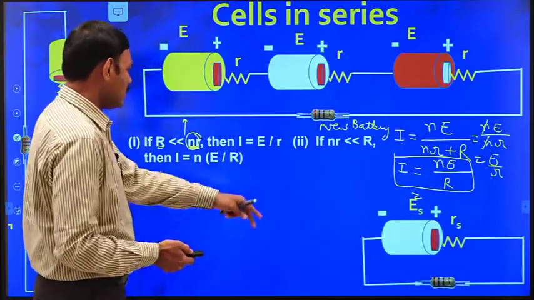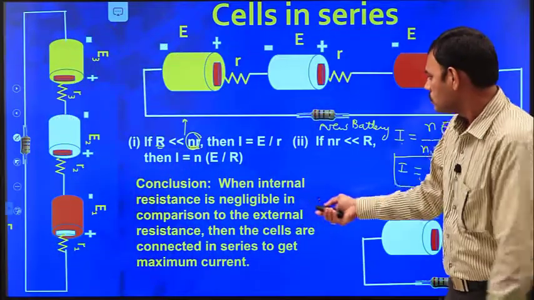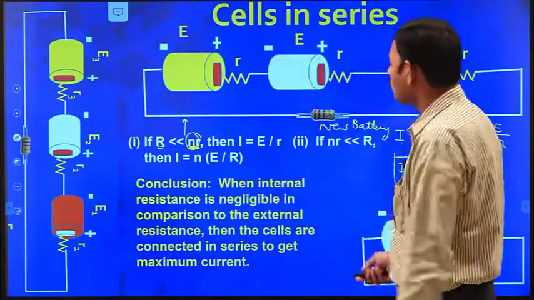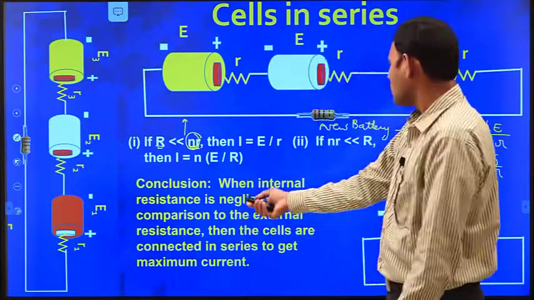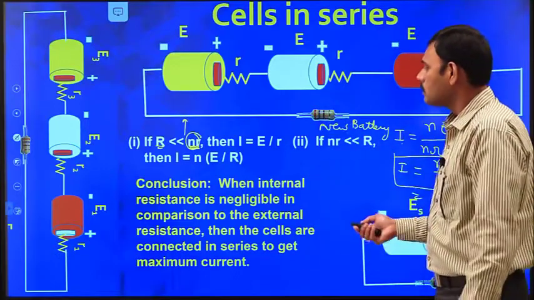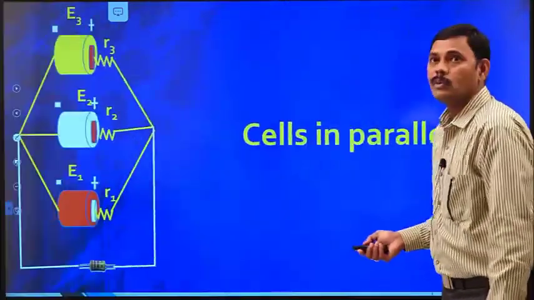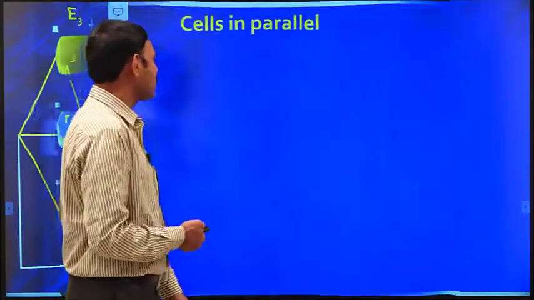So, students, this is the conclusion of what I explained so far. When internal resistance is negligible for a new, fresh battery in comparison to external resistance, then cells are connected in series to get maximum current. So, a very important conclusion. Next, students, we go for cells in parallel. We continue the discussion for cells in parallel.